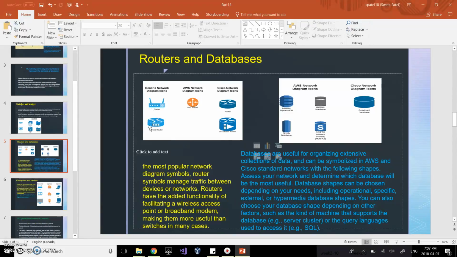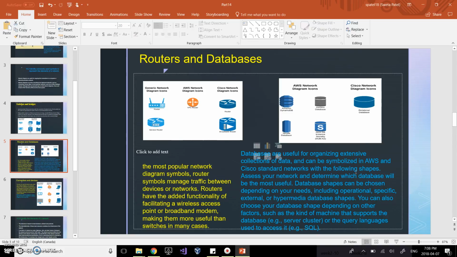This is the general network diagram. AWS has this kind of VPC router here, while Cisco, the two most famous company brands, has this one. This is their router symbol, I mean. And this is the AWS diagram icon for Amazon DynamoDB, a simple database. And in general this is their Cisco diagram icon.